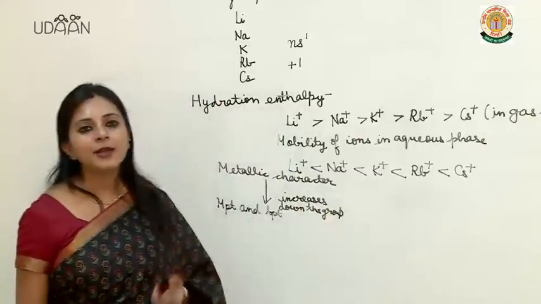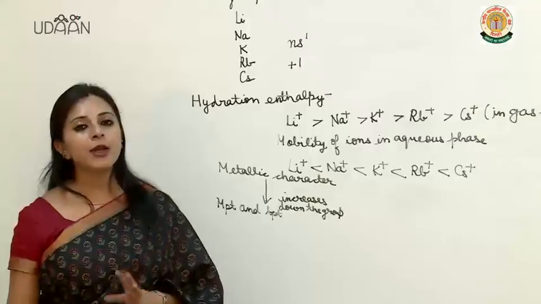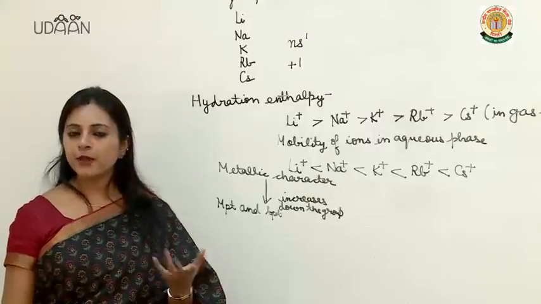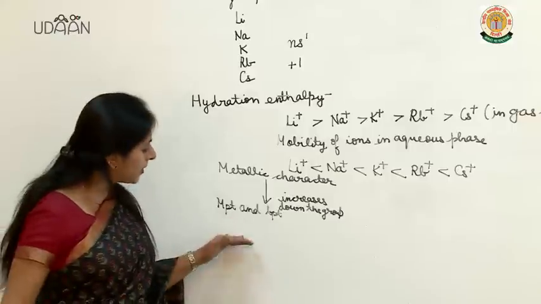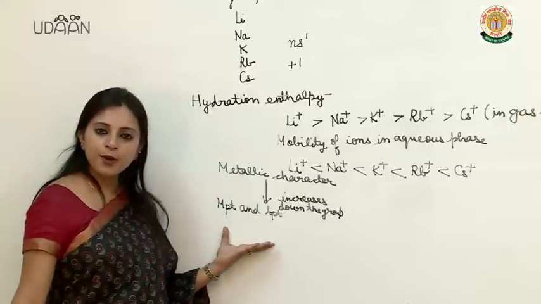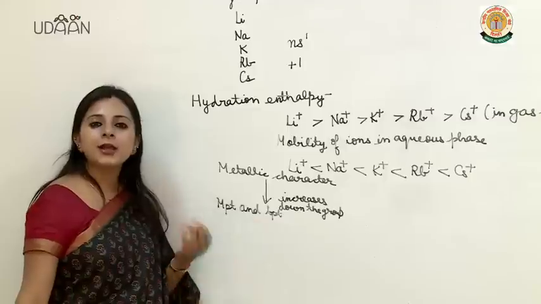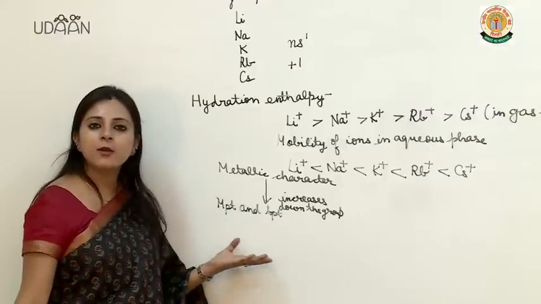So that means alkali metals are very soft metals. That is why we can cut potassium and sodium with a knife, they are very soft metals, and that is why they have low melting and boiling points. Due to the presence of one valence electron, the metallic bonding in them is weak.